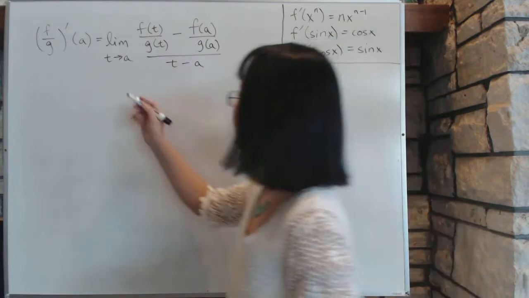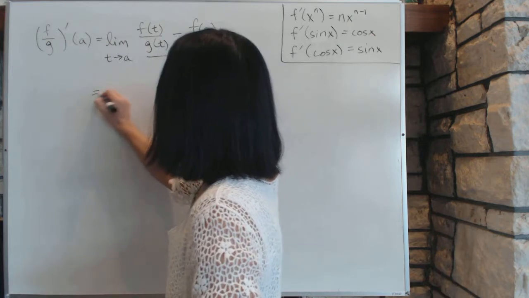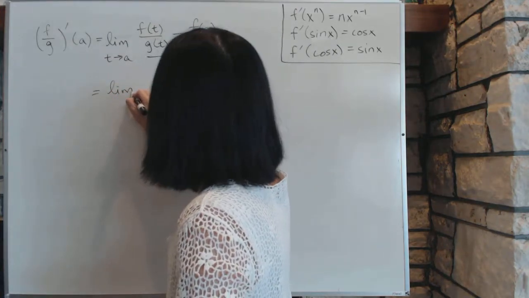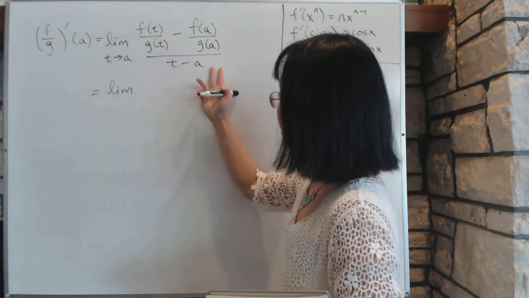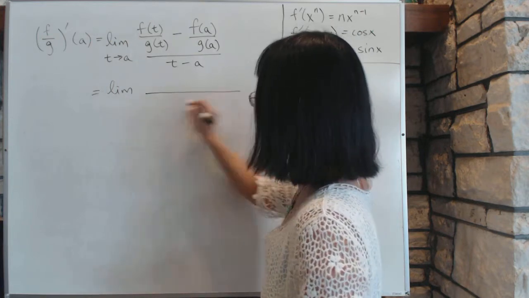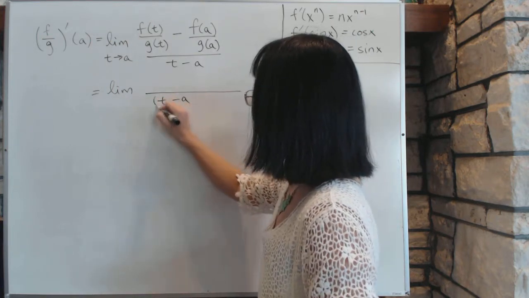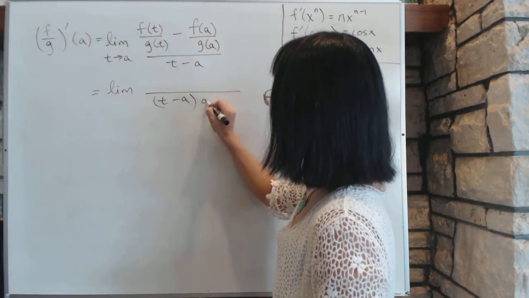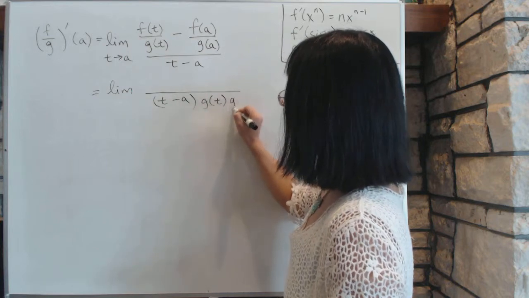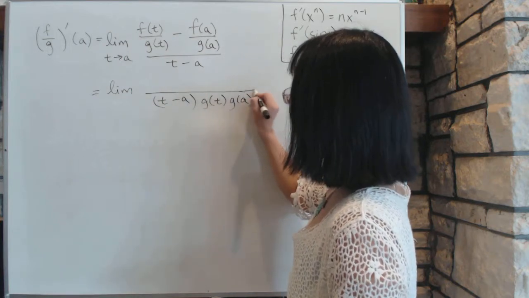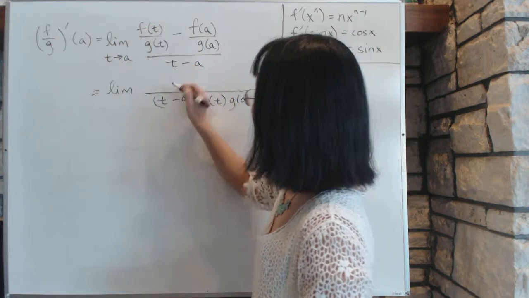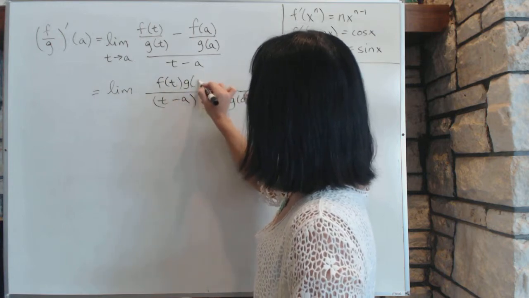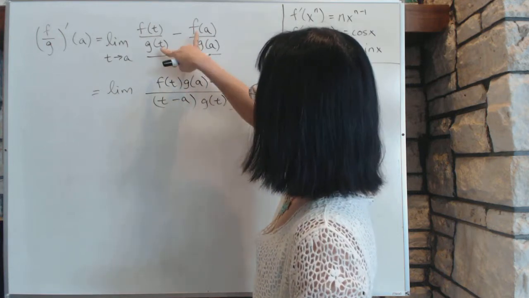Well, first thing we're going to do is the common denominator trick. Multiply this together to become a common denominator, and we'll put that denominator right down here so that we don't have two fraction lines. So we'll have t minus a, and we combine the two fractions into one by writing the two denominators down here, and then of course these two will multiply together, becomes f(t)g(a), and minus this is g(t)f(a).